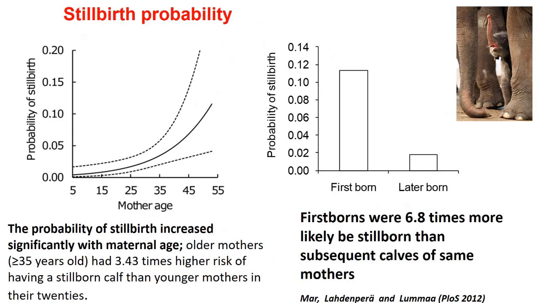Another interesting thing is stillbirth. We have very few stillbirths, less than 3% of births. When we look into the stillbirths, older mothers, older than 35 years, have a higher chance of giving stillborn birth. And among them, firstborns are 6.8 times more likely to be stillborn than subsequent cubs of the same mother. This is because of the longitudinal data: we look at the firstborn of the same mother, then the secondborn of the same mother, and the firstborns are more likely to be stillborn.